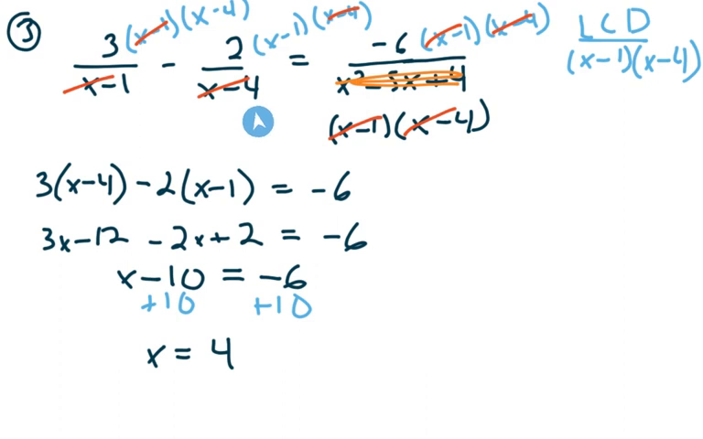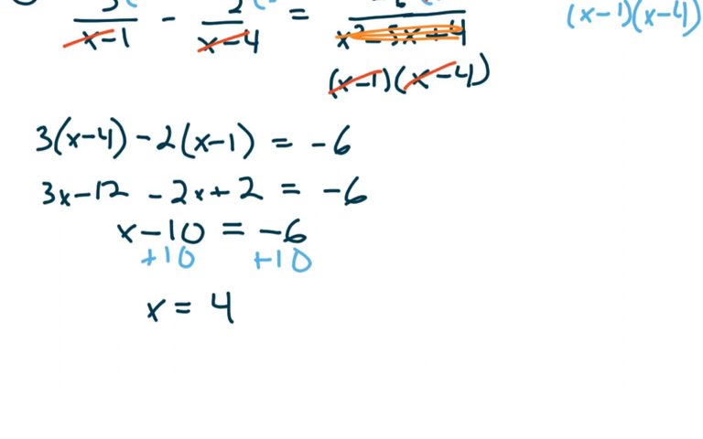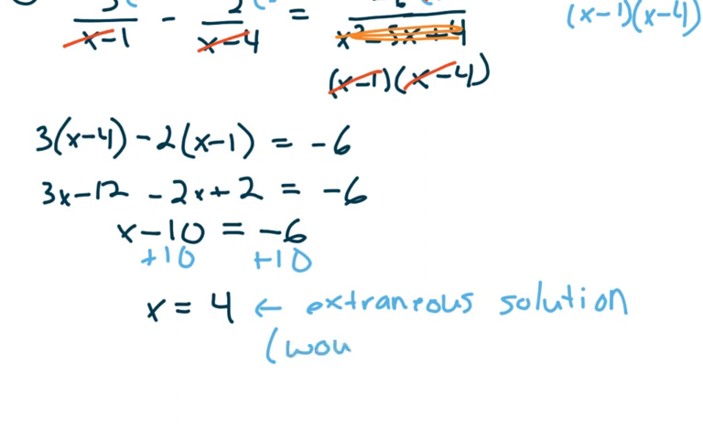So because one of my denominators equals 0, that means this x equals 4 is what we call an extraneous solution. And specifically for this problem, it's because it would make our denominator equal 0.